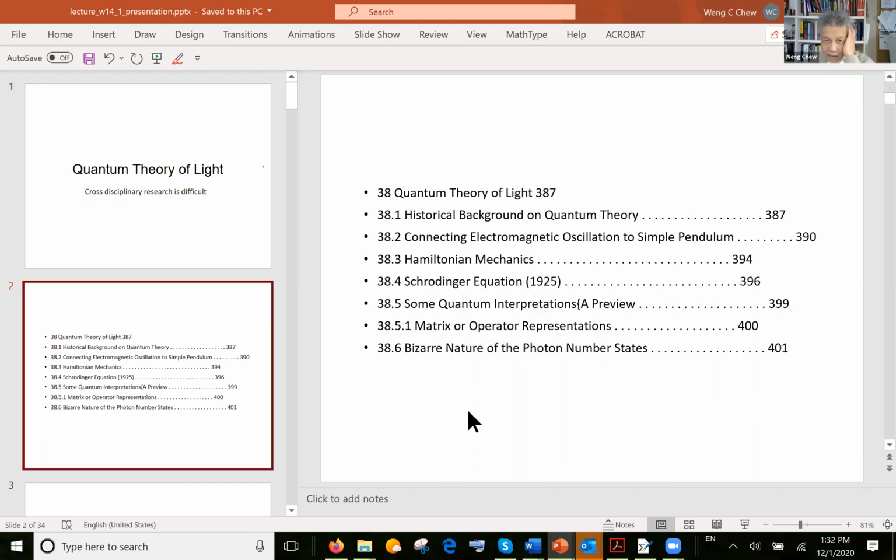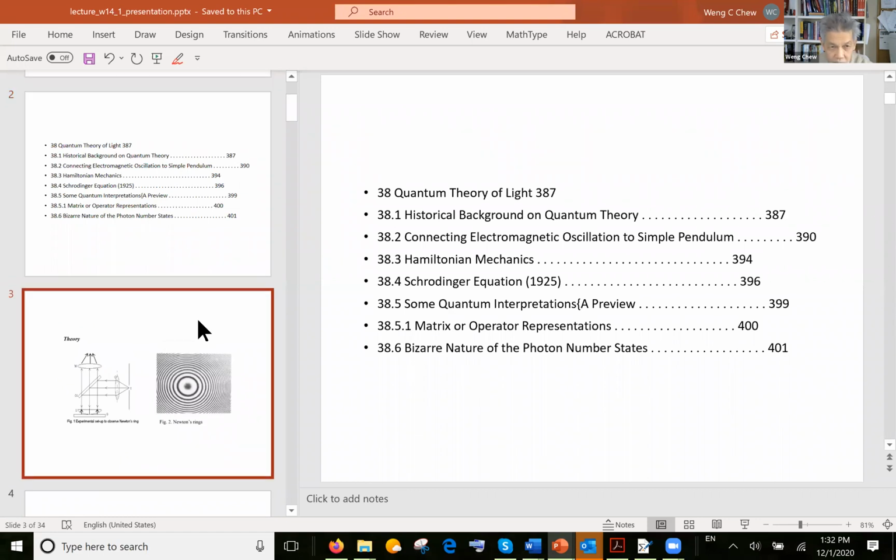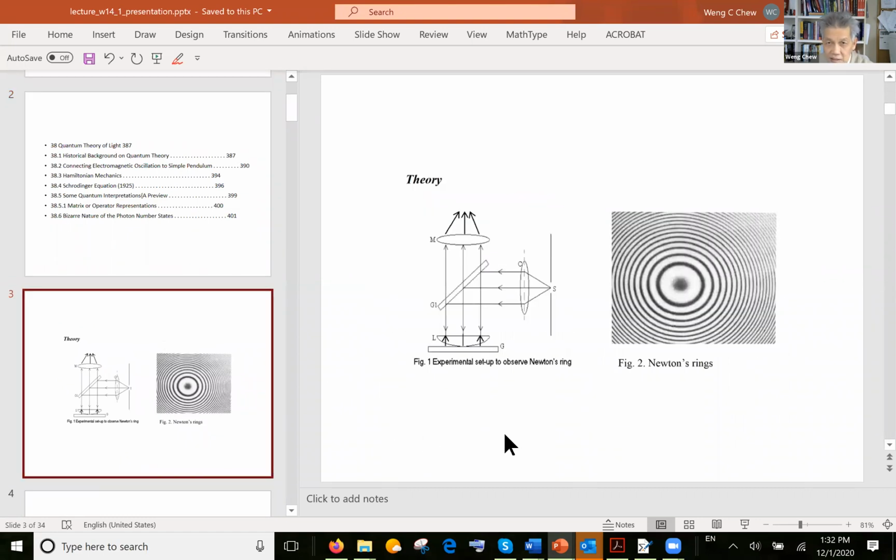So this is the outline for lecture 38 that I took from last year's lecture notes. Okay, I'm going to modify this a little bit for this year. So the first thing I'd like to mention is that light is a wave, and that has been known for hundreds of years.